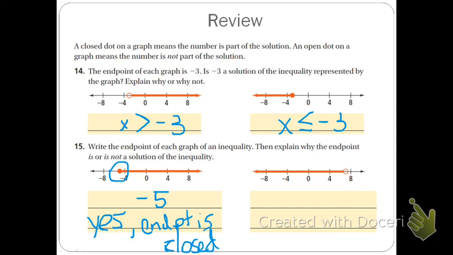In the next example, we have an endpoint that's between 4 and 8, but pretty close to 8, so I'm assuming that that's at 7. But is 7 a solution? You would say no. And again, why? Because the endpoint in this case is open, or not colored in.